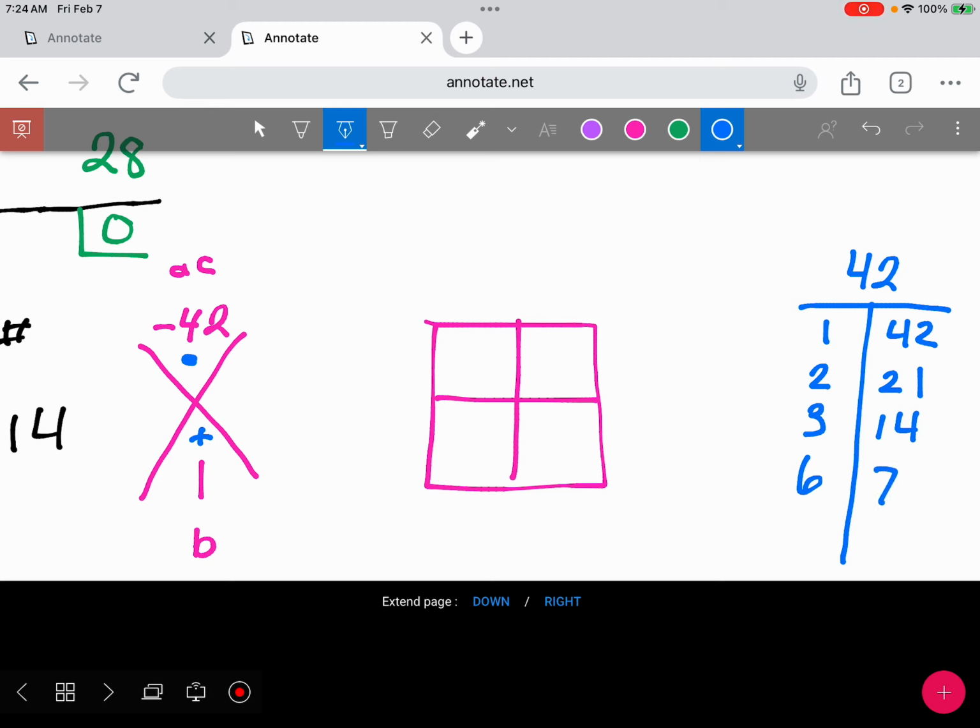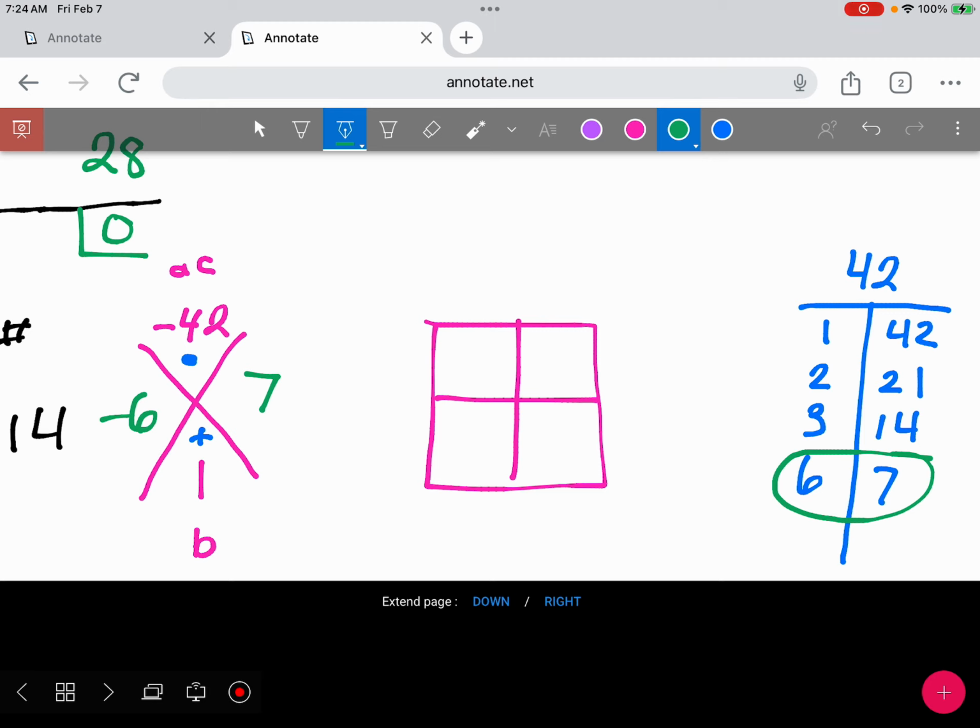So since the top number is negative, we're looking at our differences, and the only pair here that have a difference of 1 is the 6 and 7. Which of those needs to be negative for this to add up to be a positive 1? The 6.